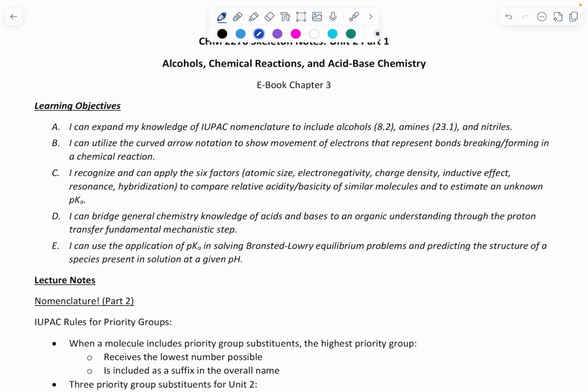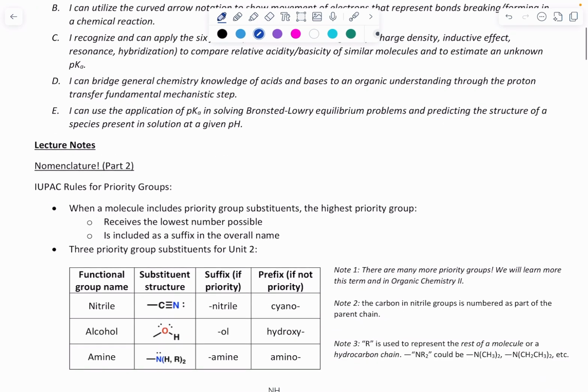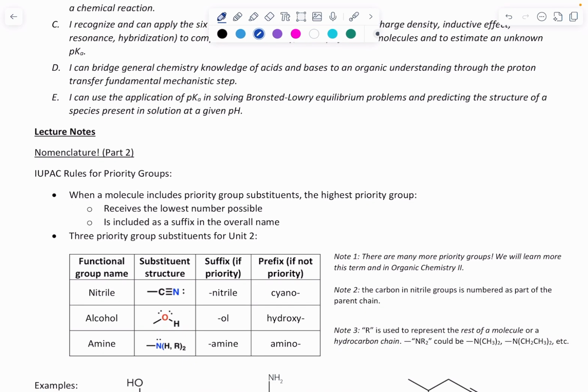So far, all of the substituents we've learned about, we include in the name as a prefix with its number. When there is a priority group, the highest priority group is included as a suffix, so at the end of the name. So we're going to learn about 3 priority groups in this unit. That is the nitrile group, the alcohol group, and the amine group. So a nitrile group is a carbon that's triple bonded to a nitrogen. An alcohol group is an OH that's bonded to the rest of the chain. And an amine group is a nitrogen, and that nitrogen could be bonded to 2 hydrogens or 2 R groups, and I'll talk about what R groups are soon.